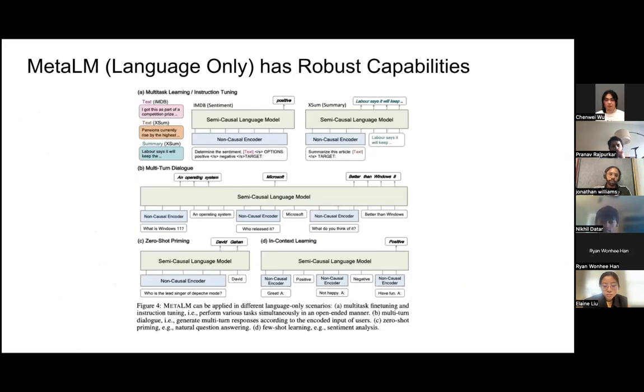And it has very robust capabilities. The MetaLM model can perform many different tasks. It can summarize text, it can perform sentiment analysis, it can perform zero-shot priming. So you say, like, who is the lead singer of this band? It will provide an answer for this. You can actually dialogue with it, kind of like the famous thing you see with GPT-3. You can just have a conversation with MetaLM. So by just fine-tuning on your downstream task, it can have many different use cases, if that makes sense.